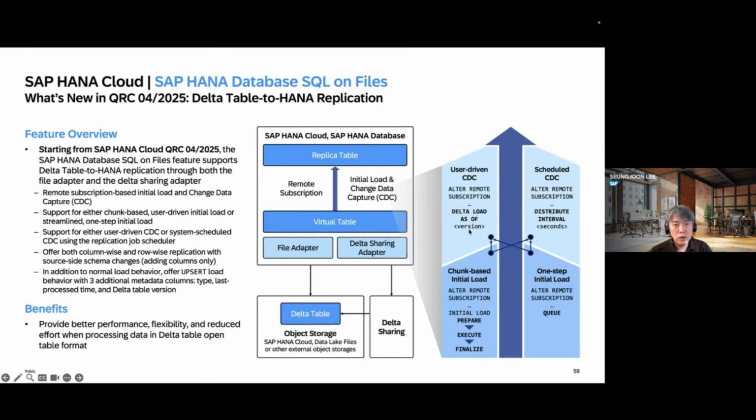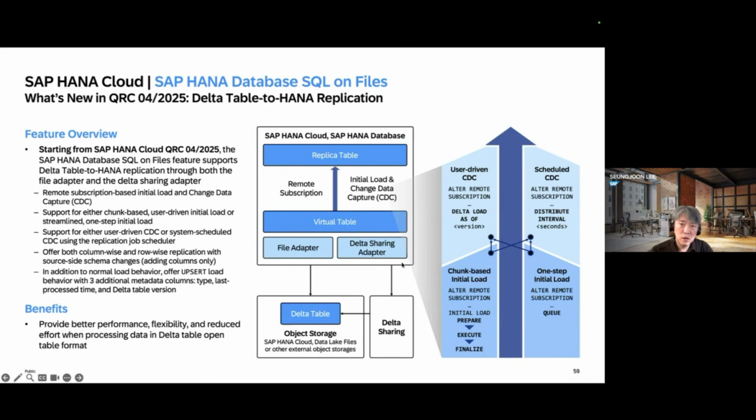One important point I would like to introduce is that it offers both column-wise and row-wise sub-table replication with a subquery, and it also allows source side schema changes, but only adding columns. In addition to the normal load behavior, we offer an offset load behavior with three additional metadata columns. One is type, which indicates insert, update, or delete; another is last process time, which is a timestamp; and also the corresponding Delta table version. So these are the new capabilities with this new Delta table replication into SAP HANA Cloud.